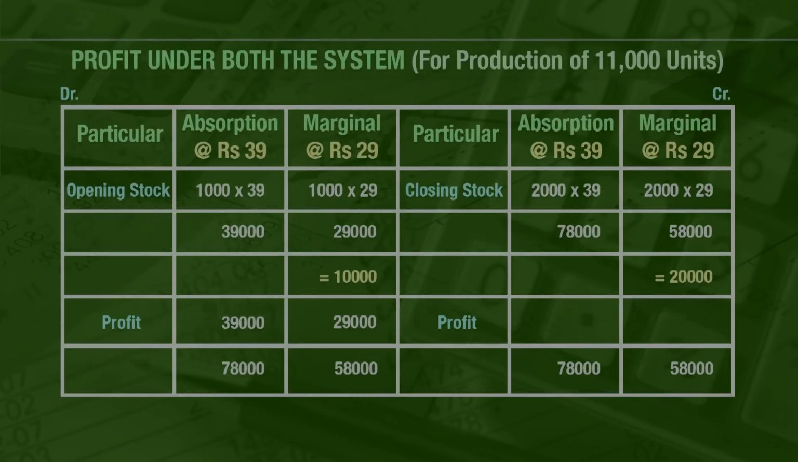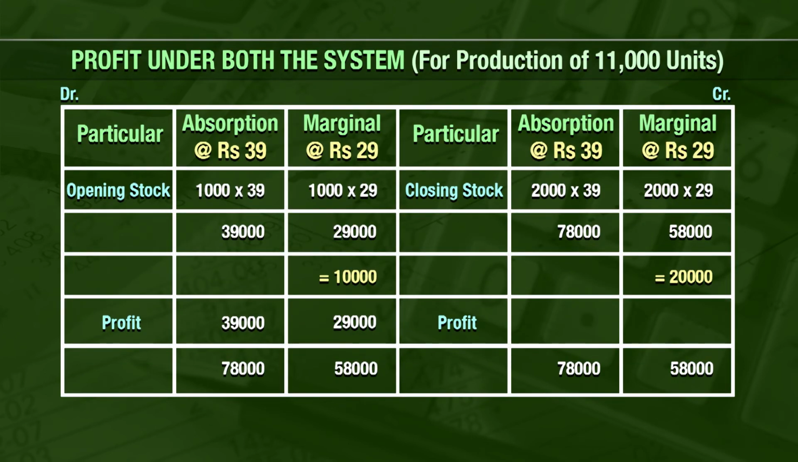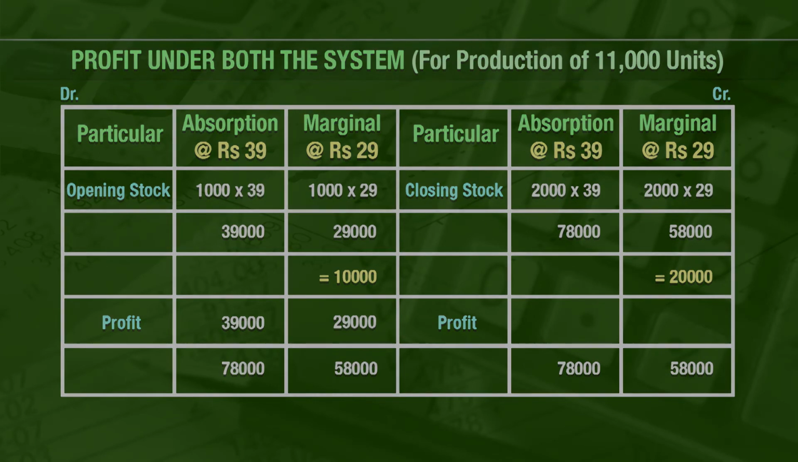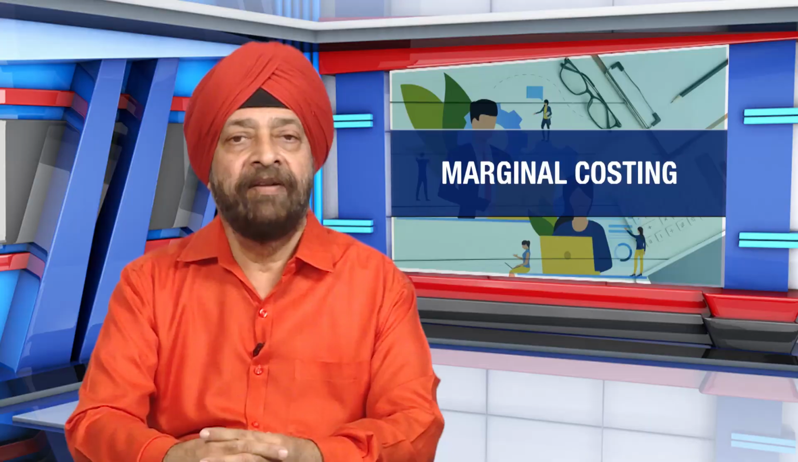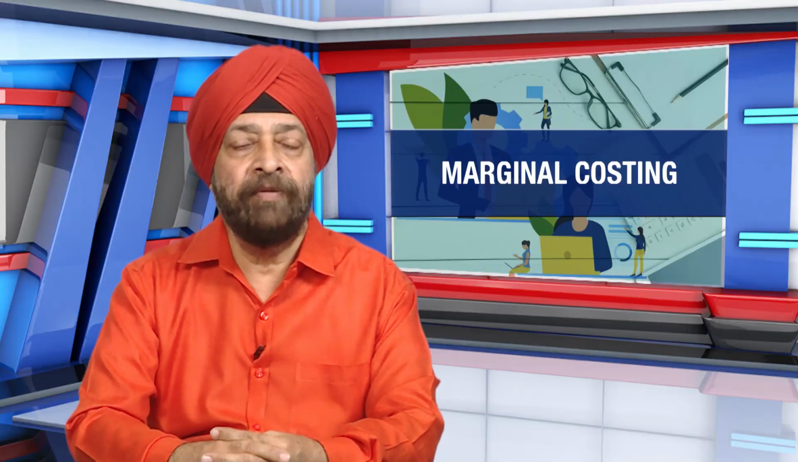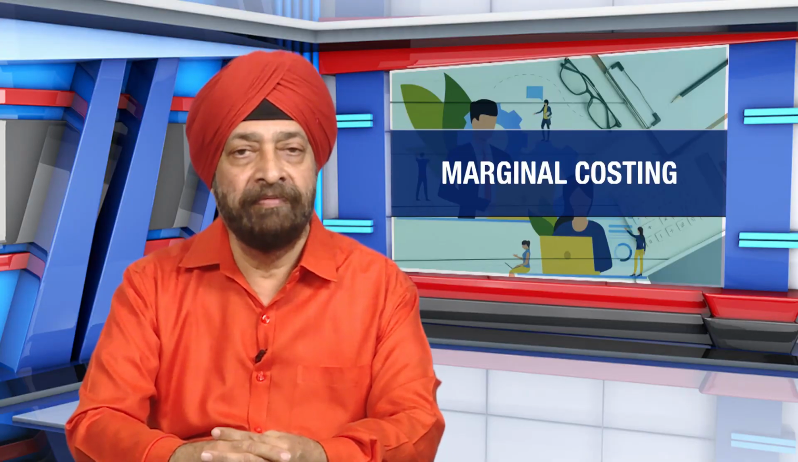So, like this we have to identify the reasons, and under absorption costing and marginal costing we have only two reasons, and that is value of opening stock and closing stock. These two reasons are to be incorporated during preparation of reconciliation statement. So, our absorption costing profit is showing 2,30,000 rupees, and after preparation of reconciliation statement we have profit of marginal costing 2,20,000.